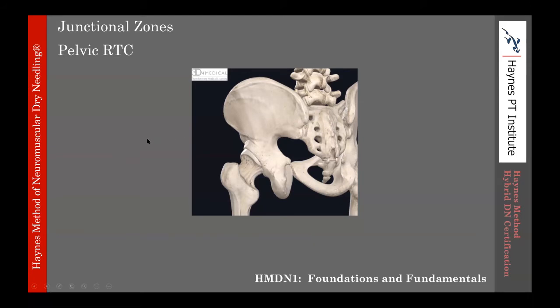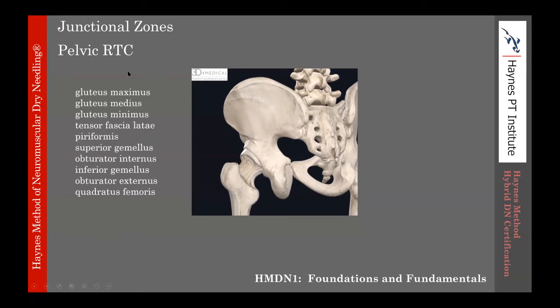But the pelvic rotator cuff, here we're talking about glute max, med, and min. We'll go laterally to the tensor fascia lata. We'll come in and look at piriformis, and now the nice thing is, we're going to needle all of these as a single unit. But the superior and inferior gemellus, the obturator internus and externus, and then lastly, quadratus femoris.